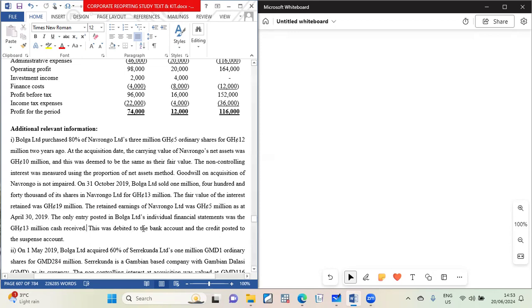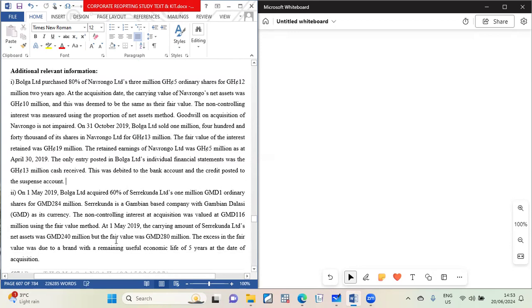The debit to the bank account, this was debited to the bank account, and the credit posted to suspense. Like I always say, in accounting, there's nothing like suspense.